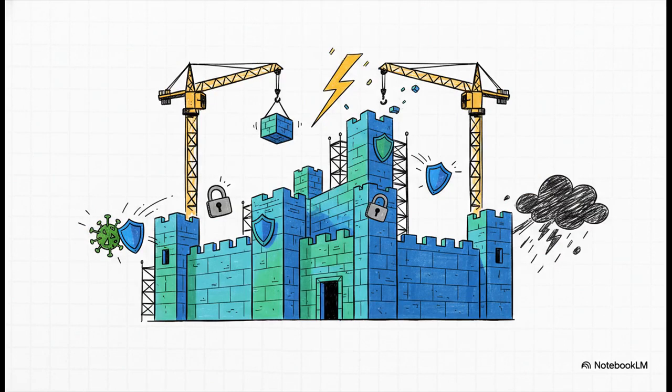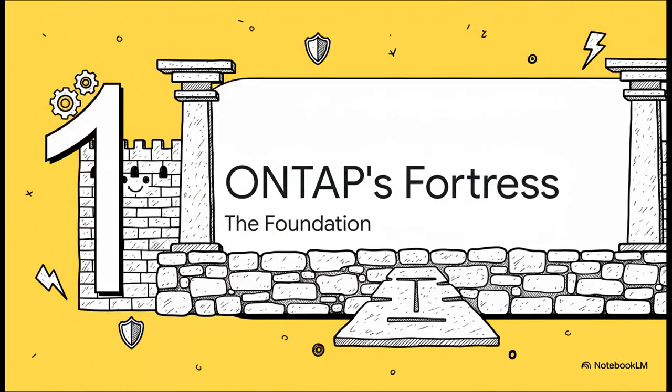Well, the answer is you don't just store it, you have to fortify it. You need to engineer a system that's so smart, so robust, that it can handle pretty much anything thrown at it. Hardware failures, unexpected glitches, you name it. In other words, you build a digital fortress. Okay, so every great fortress needs a solid foundation, right? For our data fortress, that foundation is all built on the core ideas behind ONTAP's architecture.